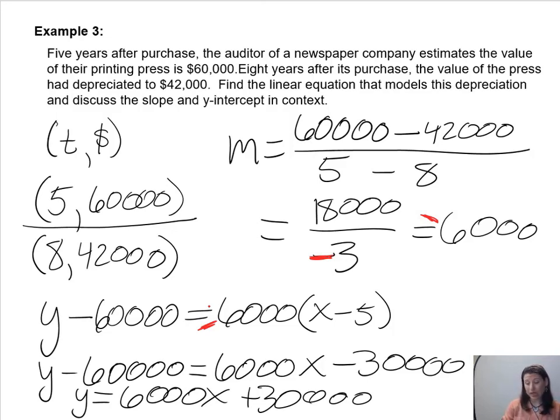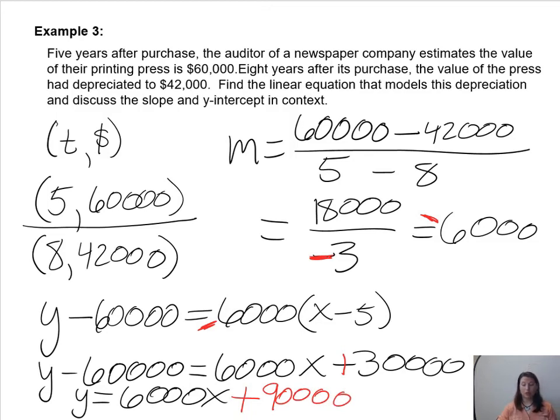Okay, so then negative 6,000 times negative 5 would be positive 30,000. So we just completely changed our formula by that one little thing that we didn't do. So this is no longer 30,000. This is now plus 30,000 plus 60,000, which is 90,000.